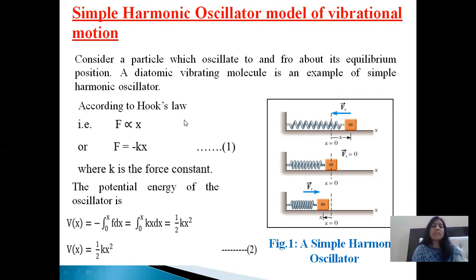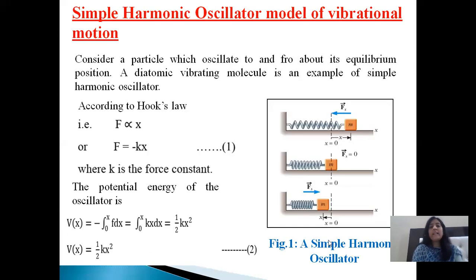According to Hooke's law, the force is directly proportional to the displacement. This means the more the displacement, the more force will be generated to bring it back to its original position. So force is equal to minus kx, where k is the force constant and the minus sign represents that the force and displacement act in opposite directions. If displacement is outward, then force is inward. The potential energy of the oscillator is given by 1/2 kx squared.